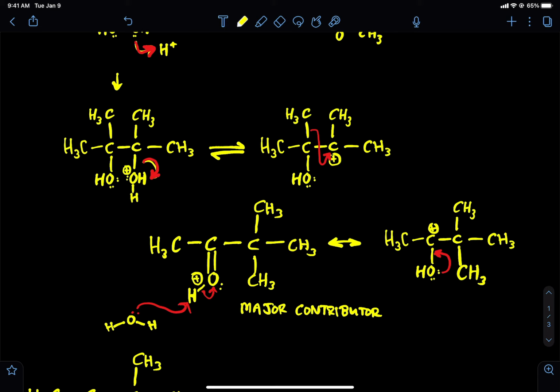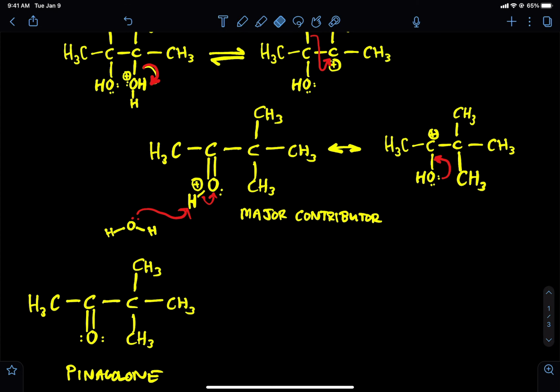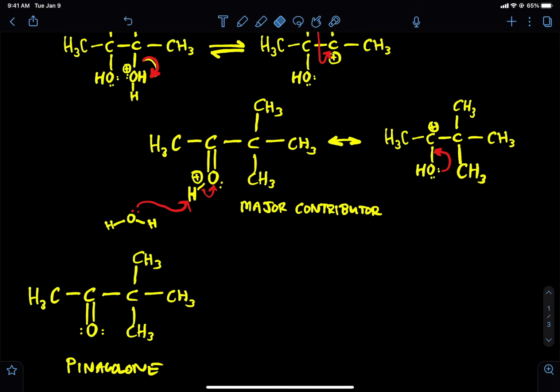The resonance structure is achieved by donating a lone pair from the alcohol to the carbon to make a double bond. That gives us an all octet structure. And from there, the excess proton is removed by water or HSO4 minus to give us pinacolone. Okay, so that's the logic behind the mechanism.